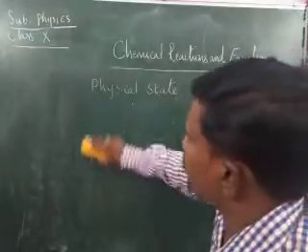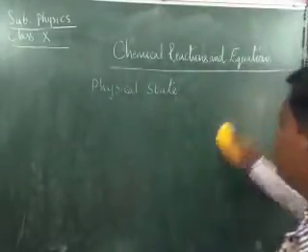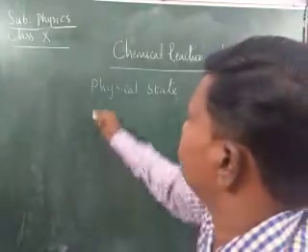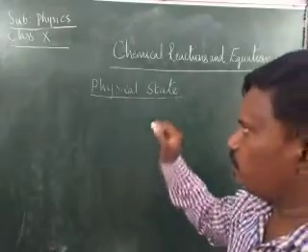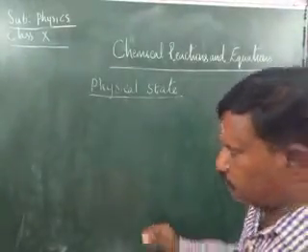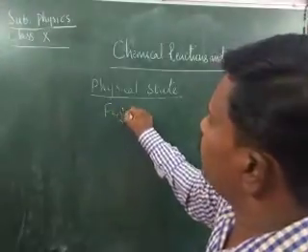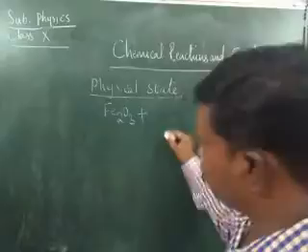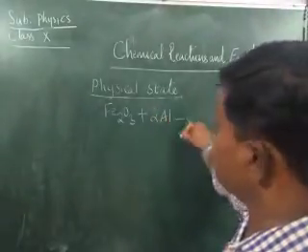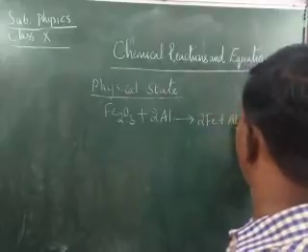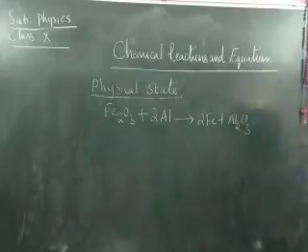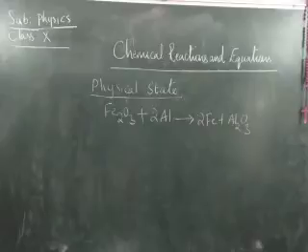First one is physical state. Physical state means we say in the reaction whether it is a solid or a liquid or a gas, children. For this I take an example, that is Fe2O3, iron oxide, reacting with aluminium. It gives iron and aluminium oxide, Al2O3. Iron oxide Fe2O3, on reacting with aluminium, gives iron and aluminium oxide.